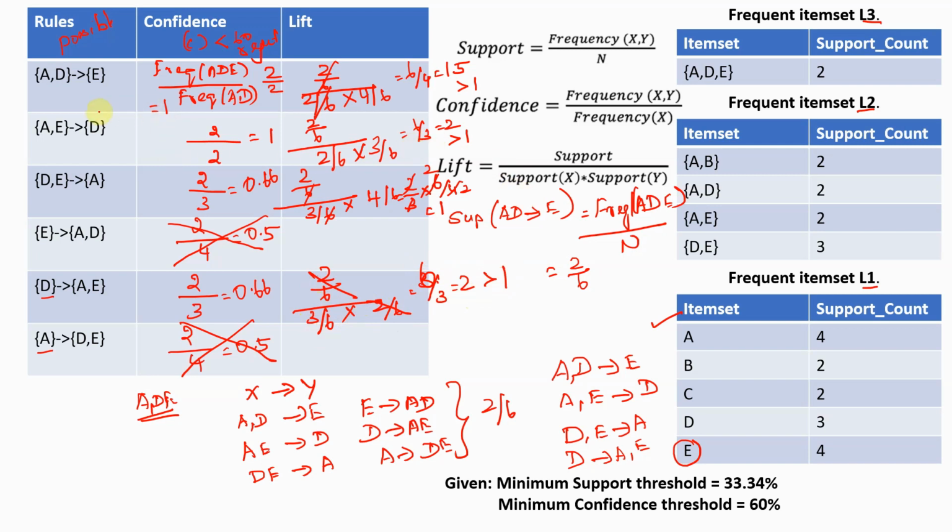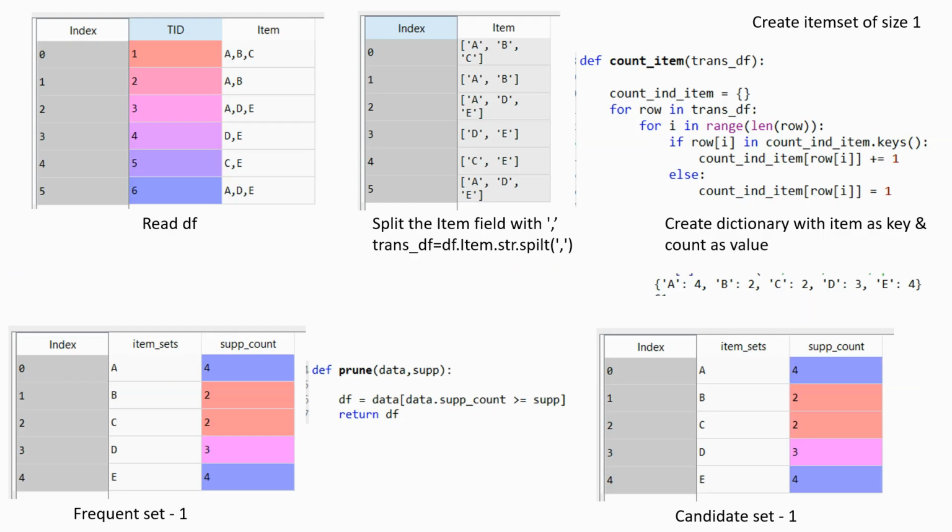So when we consider the confidence value, we are getting the final association rules, this one. And then we are calculating the lift value. Under the lift value, this is greater than 1, this is greater than 1, and this is also greater than 1. But here it is equal to 1. Now we need to do a line by line hands-on coding for this implementation.